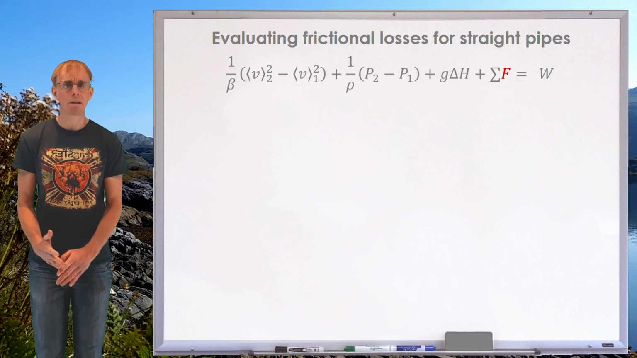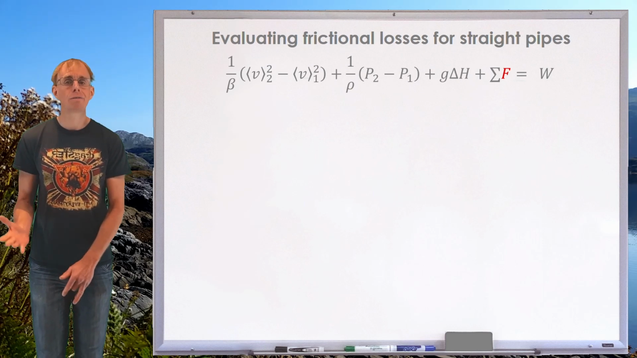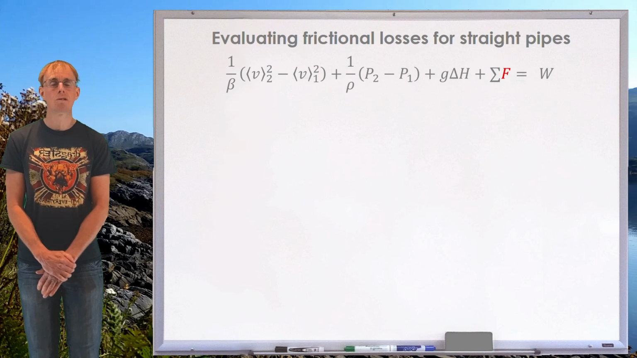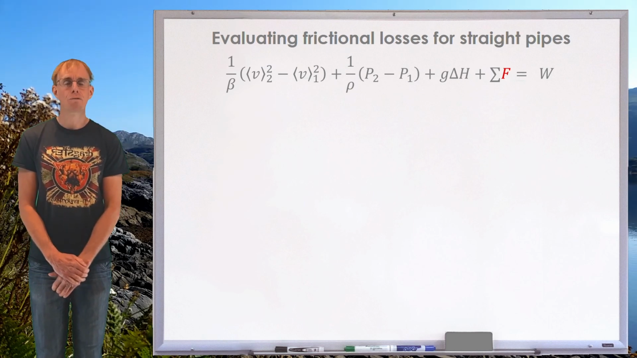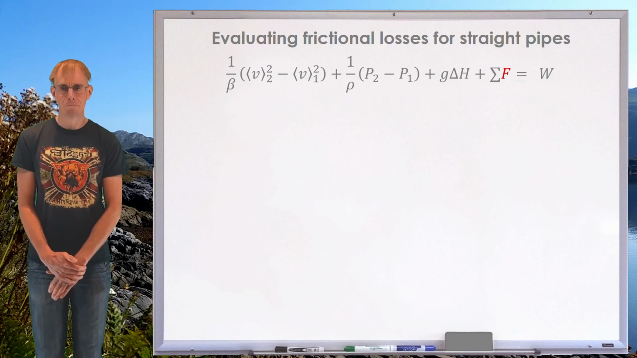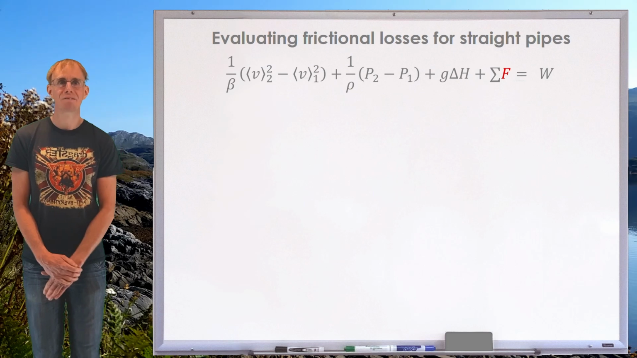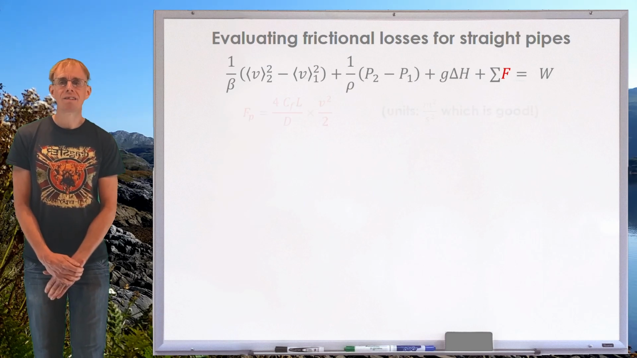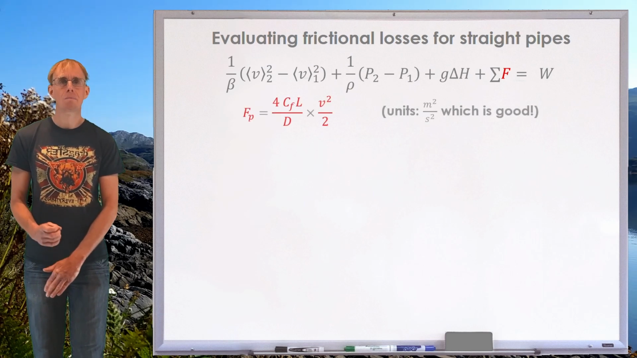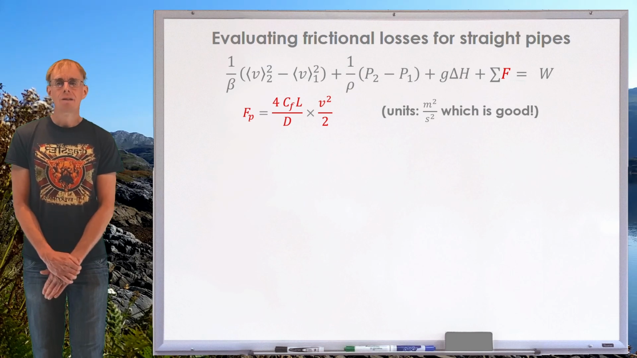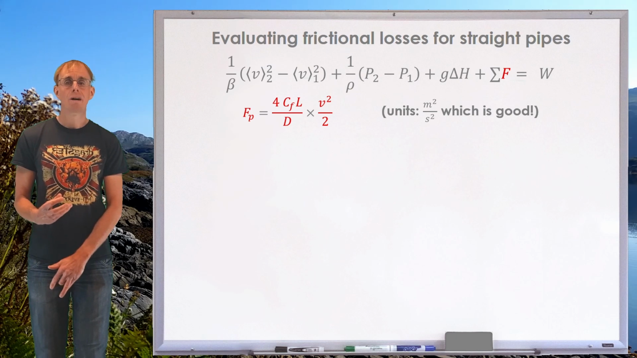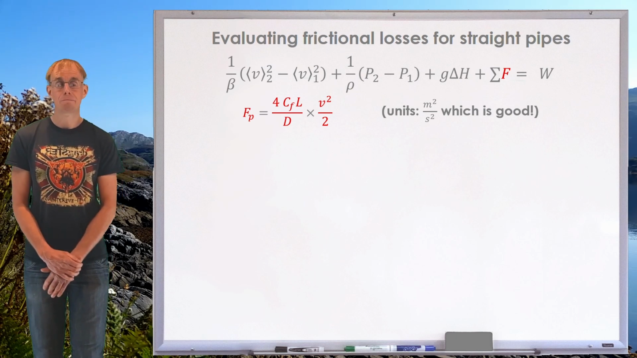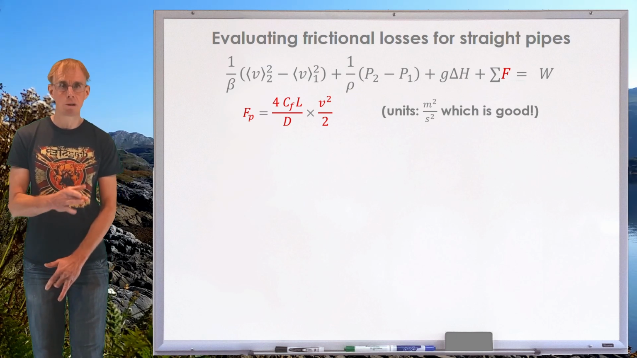So typically in the past you might have been, for example, evaluating frictional losses for straight pipes. So F here, sum of F, is the sum of frictional losses. And that includes pipe friction and fitting friction. So let's examine the first of those, which is pipe friction. The friction due to pipe flow is written in terms of a fanning friction factor, CF. Bear in mind that there are two friction factors, but we're using CF here.